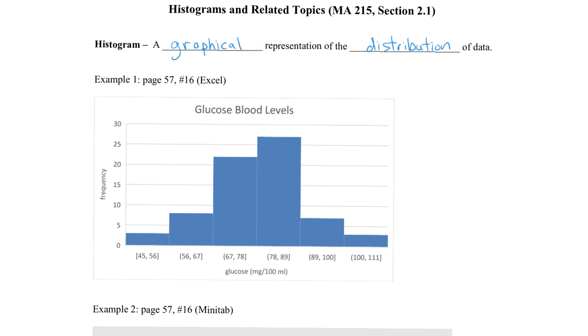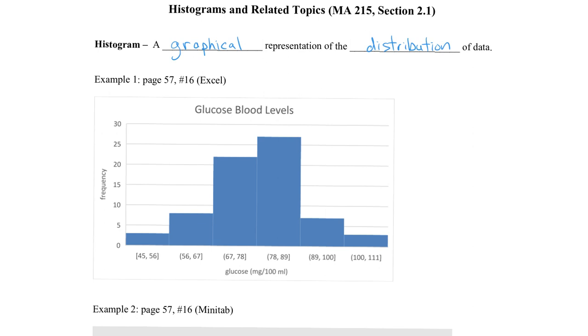But first, what I want to do is look at where this came from. These histograms came from page 57, number 16, which is essentially just a pile of 70 numbers, and they represent the glucose blood levels in milligrams per 100 milliliters after a 12-hour fast for a random sample of 70 women.